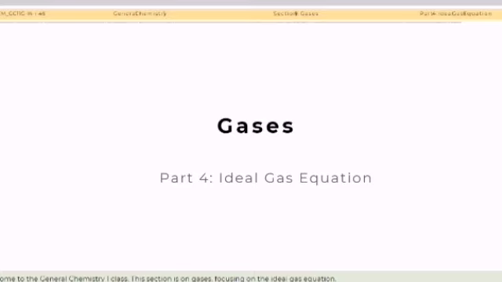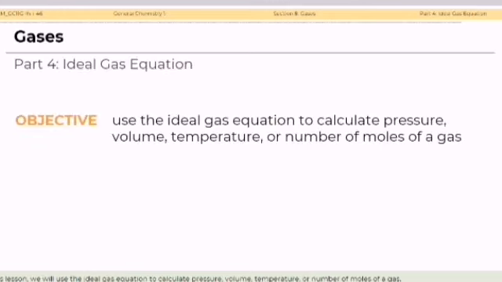Welcome to the General Chemistry 1 class. This section is on gases, focusing on the ideal gas equation. In this lesson, we will use the ideal gas equation to calculate pressure, volume, temperature, or number of moles of a gas.